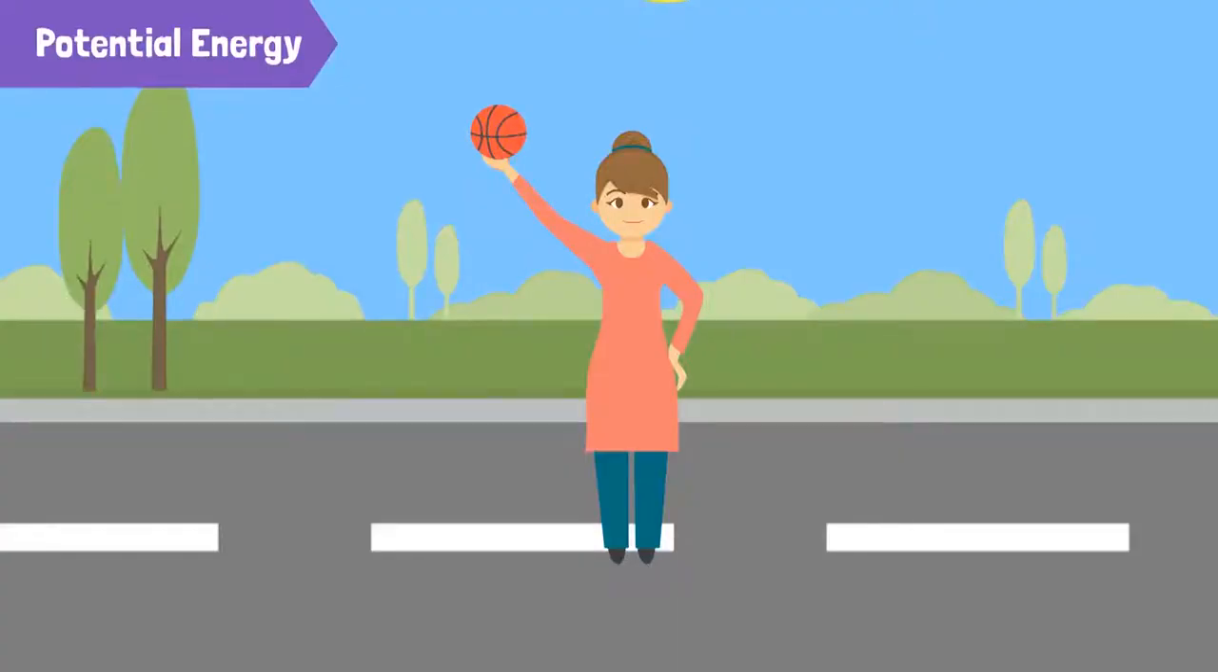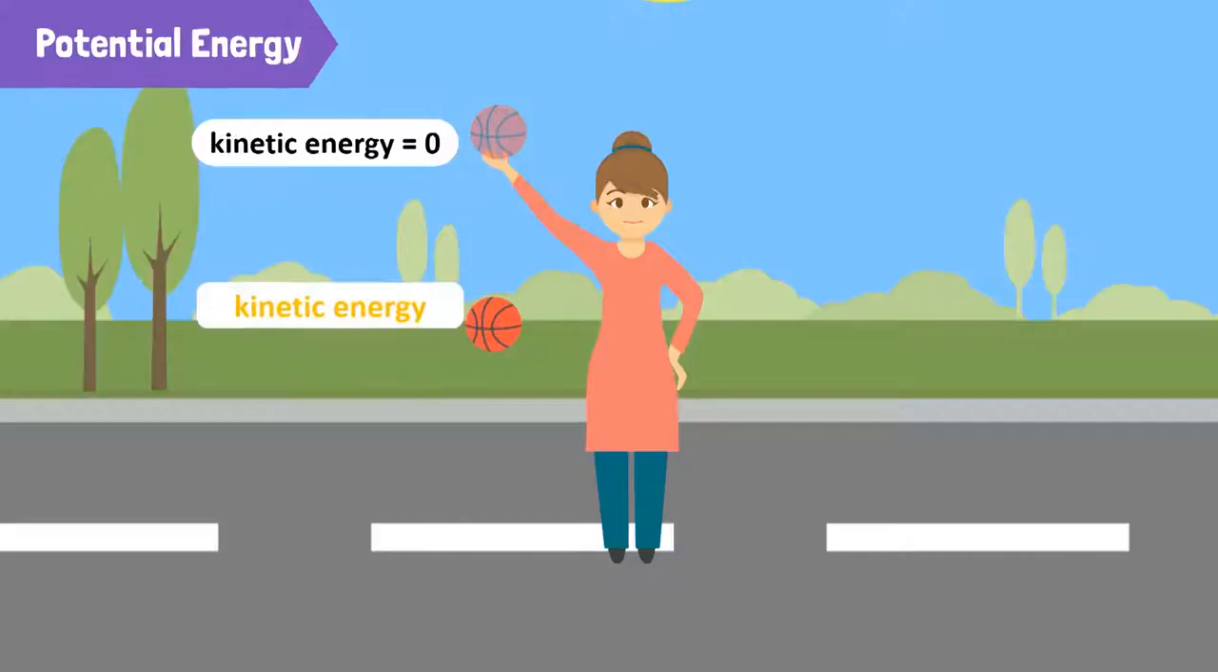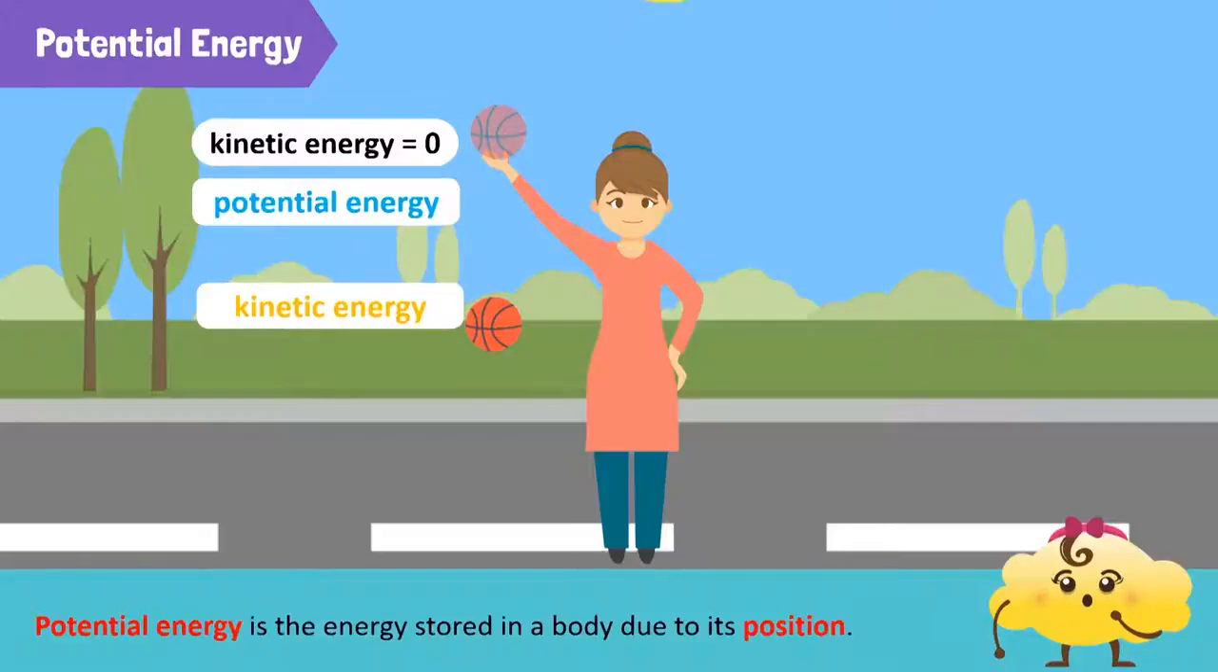If we now raise the ball to a certain height and release it, what happens? It starts falling downwards, right? It starts from a position of rest and then gains speed when you let it go. In other words, it starts with zero kinetic energy and then gains some kinetic energy. Where does this kinetic energy come from? This energy, which is stored in the ball, is called potential energy. Potential energy is a form of energy stored in a body due to its position.